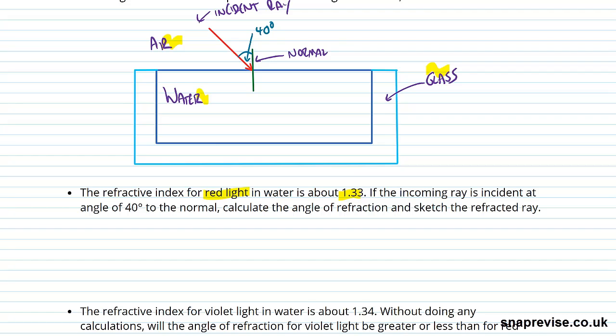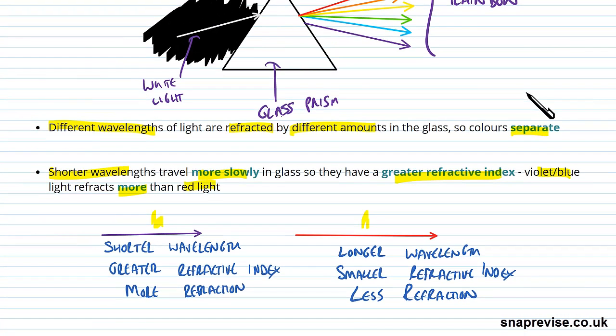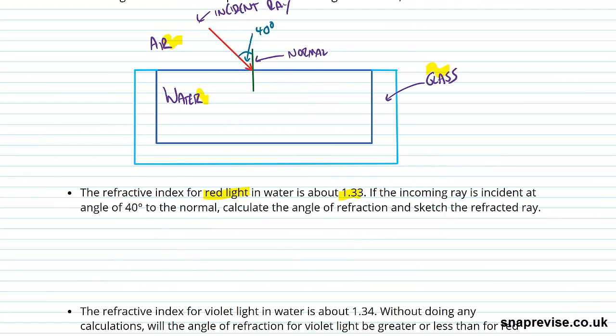Remember we were discussing how in this bit here on the dispersion of white light, different wavelengths of light refract by different amounts. Well, here they've given it the refractive index for red light. It's about 1.33. So again, as they said, if the incoming ray is incident at an angle of 40 degrees to the normal, they want us to calculate the angle of refraction and sketch the refracted ray.